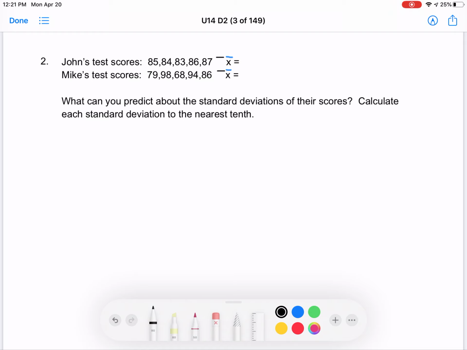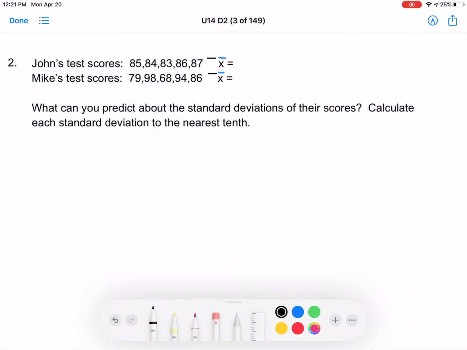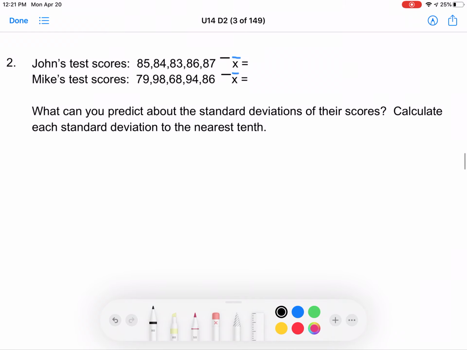Hopefully it's okay. All right, it says here's John's test scores and here's Mike's test scores. And I just want you to calculate the average. So you don't really have to do that list and spreadsheet thing if you don't want to. You could just add them up and divide by 5. So we could do that real fast. And we got 85 for this one. And we got 85 for this one. They both came out to be the same.